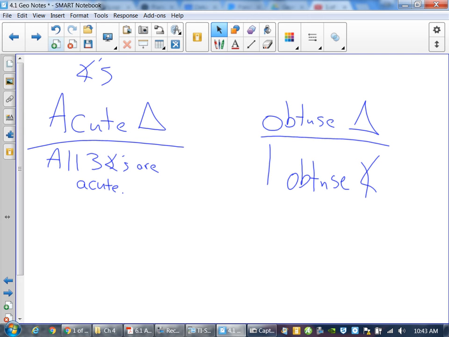As soon as you have an obtuse angle being over 90 degrees, just say 91, if it's going to be a triangle, you only have 89 degrees left to go. So you can't have more than one obtuse angle. It won't work. Where's the obtuse angle on the right side? I don't see an obtuse angle on the obtuse triangle.